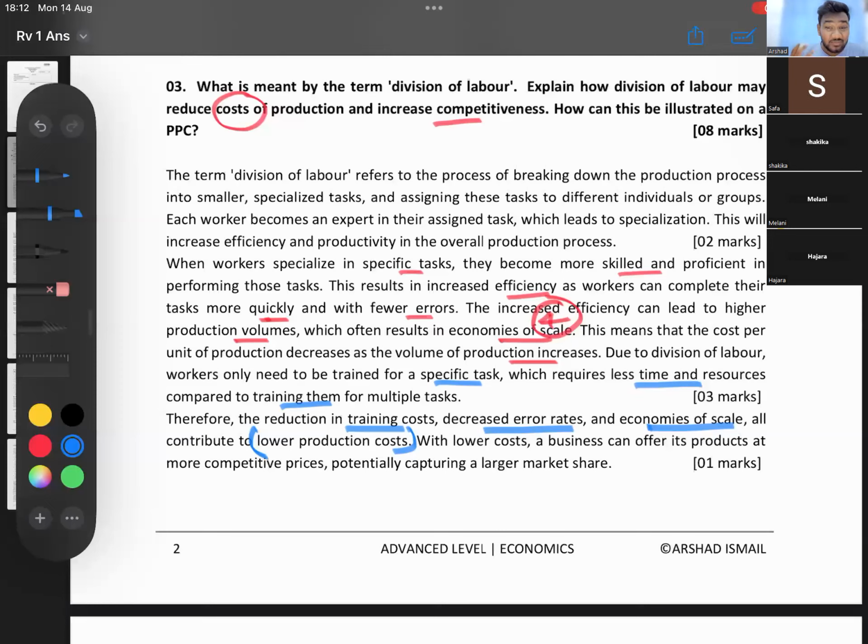So your cost comes down means, guys, you can now price your products at a lower price, no? Now, if the others are pricing it at 100 rupees, you can even price it at 70 rupees because your cost is low. You're practicing division of labor. So if you can price it low, what does that mean? You can be more competitive than others, right? That's how it gives increased competitiveness.